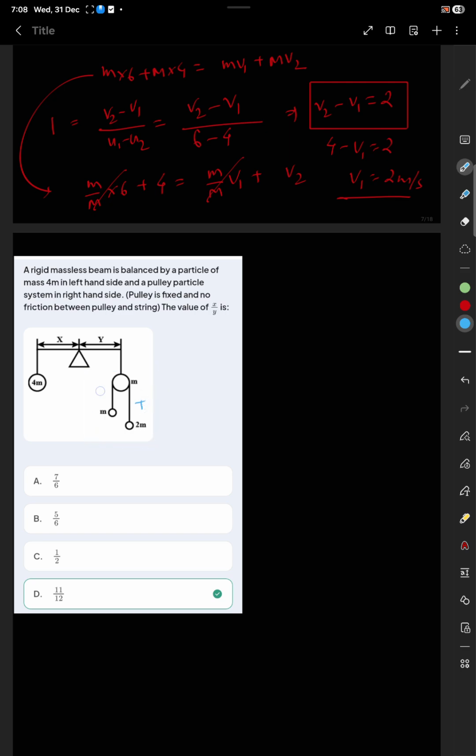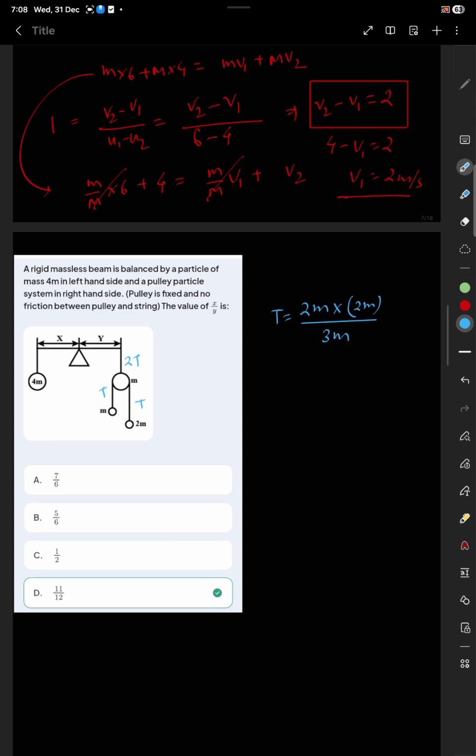You are well known to the fact you can apply the reduced mass concept right here. What is the reduced mass concept? This is T. This is T. You know that this is 2T, and you well know that T is equal to 2 m1 m2 g by m1 plus m2. I am applying the direct formula because in JEE Main you need to shorten your time. So m1 plus m2 is 3m, m cancels out, that is 4m by 3. So this is 2T, so this force will be 8m by 3. Just write 8m by 3 into y, because this will provide a torque about this point, and this will also provide another torque, 4m into x. So m cancels out, so x by y becomes 2 by 3. Sorry, I think I made a mistake.